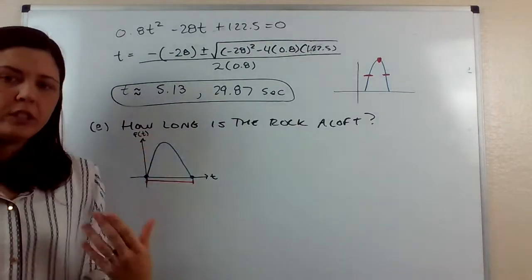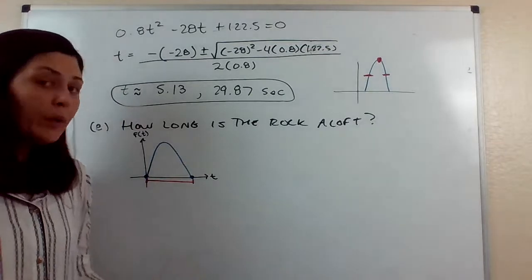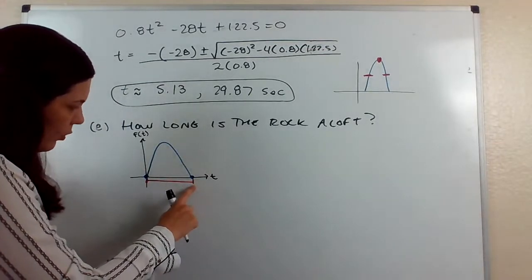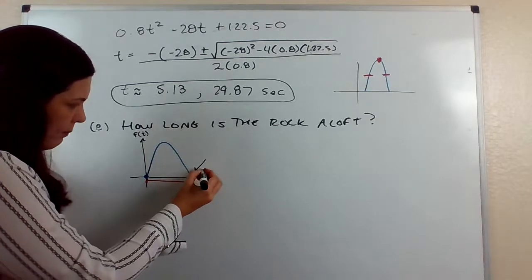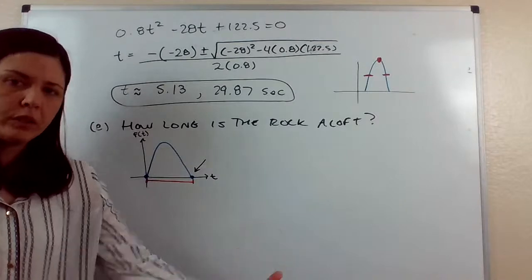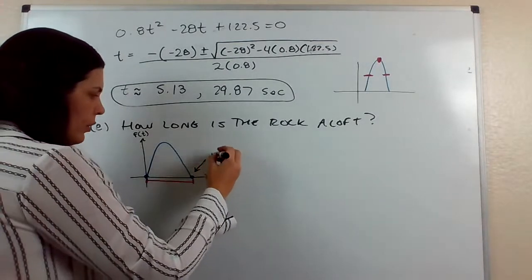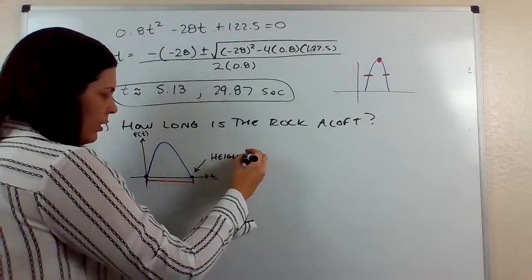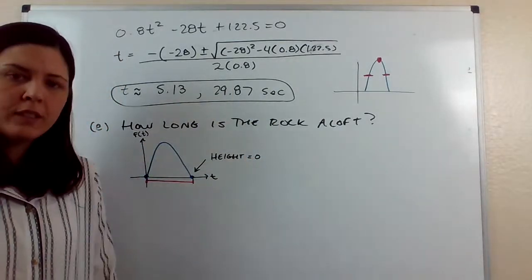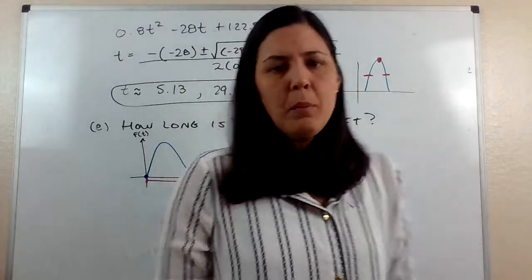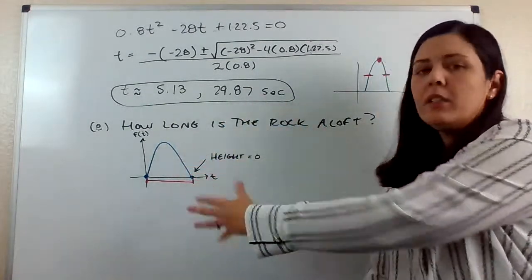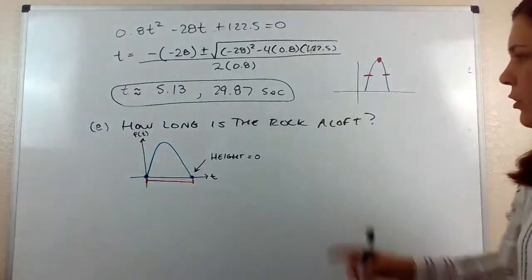So this is one of those situations where you have to think, how do I answer this? What do I know at this moment? What do I know right here? Well, I know that this rock is back on the ground, at the starting point. So I know that the height right there, when it's done being in the air, is 0. These are things you have to come up with, and once you realize that's what you know about this question, then you can start answering it. So the height is 0.